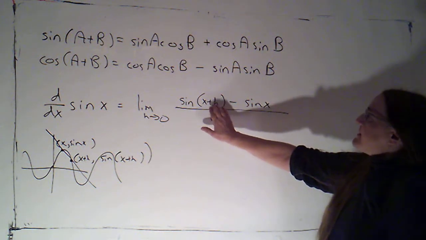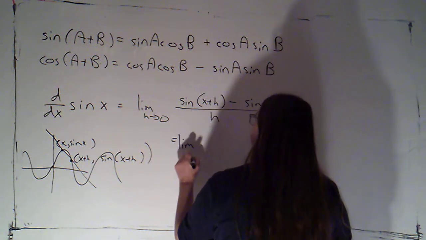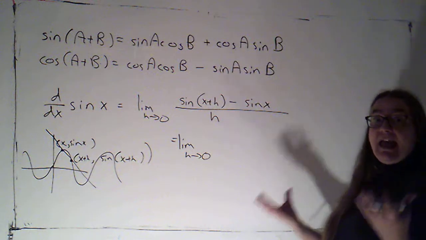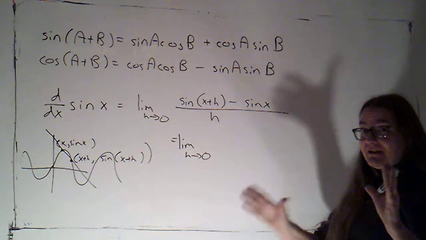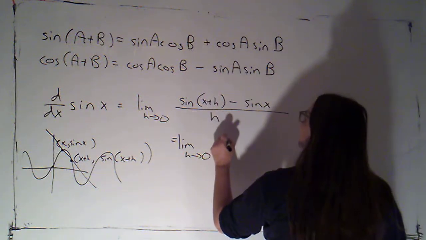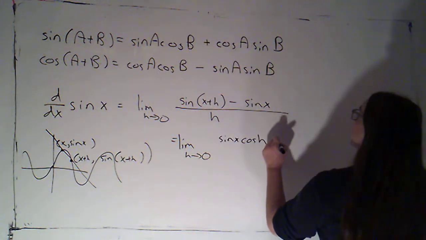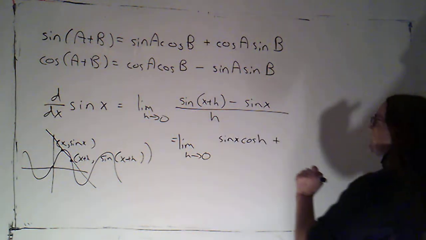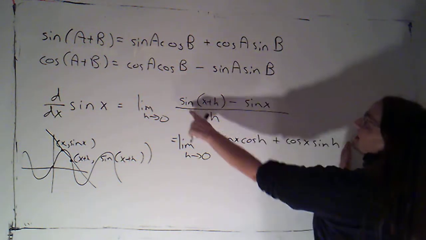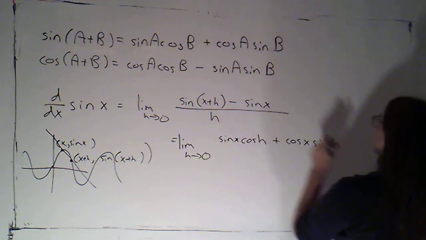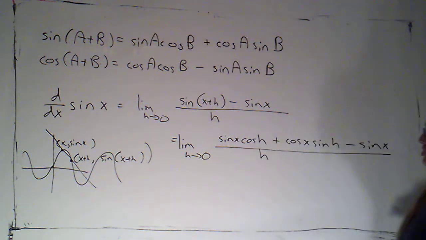To simplify this, I'm going to use the sum formula for sine. So this is the limit as h goes to 0, and I've just got x and h in the roles that a and b were in the statement of the formula. So sines are the social ones, so we'll have sine of x talking to cosine of h, they're just hanging out at the punch bowl, plus, because being social is a very positive quality, cosine of x talking to sine of h. That's my sine of x plus h. Now we're going to subtract from that sine of x, and then that's all over h.